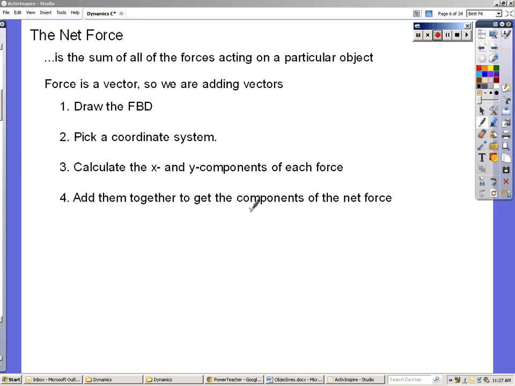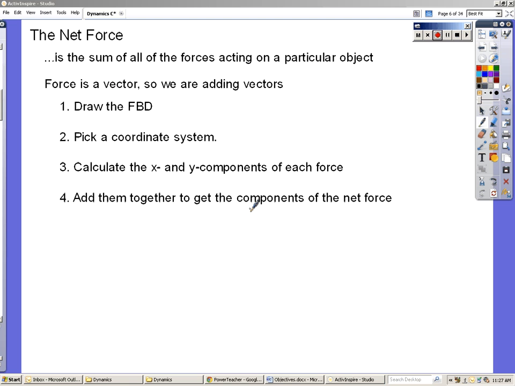Okay, welcome back. Today we're going to be talking about the net force and Newton's first law. Now when we talk about the net force, what that means is the sum of all the forces acting on a particular particle. And that's going to be the important thing for determining its motion, because the net force tells us what the change in motion is.